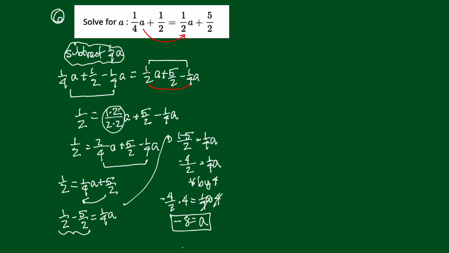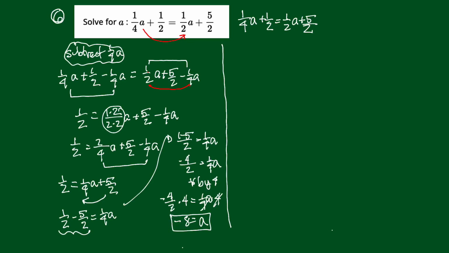Now, that's one way to do this problem. Here is another way that I think is going to be more useful for us. So let's start here with the equation again. 1/4 A plus 1/2 equals 1/2 A plus 5/2.